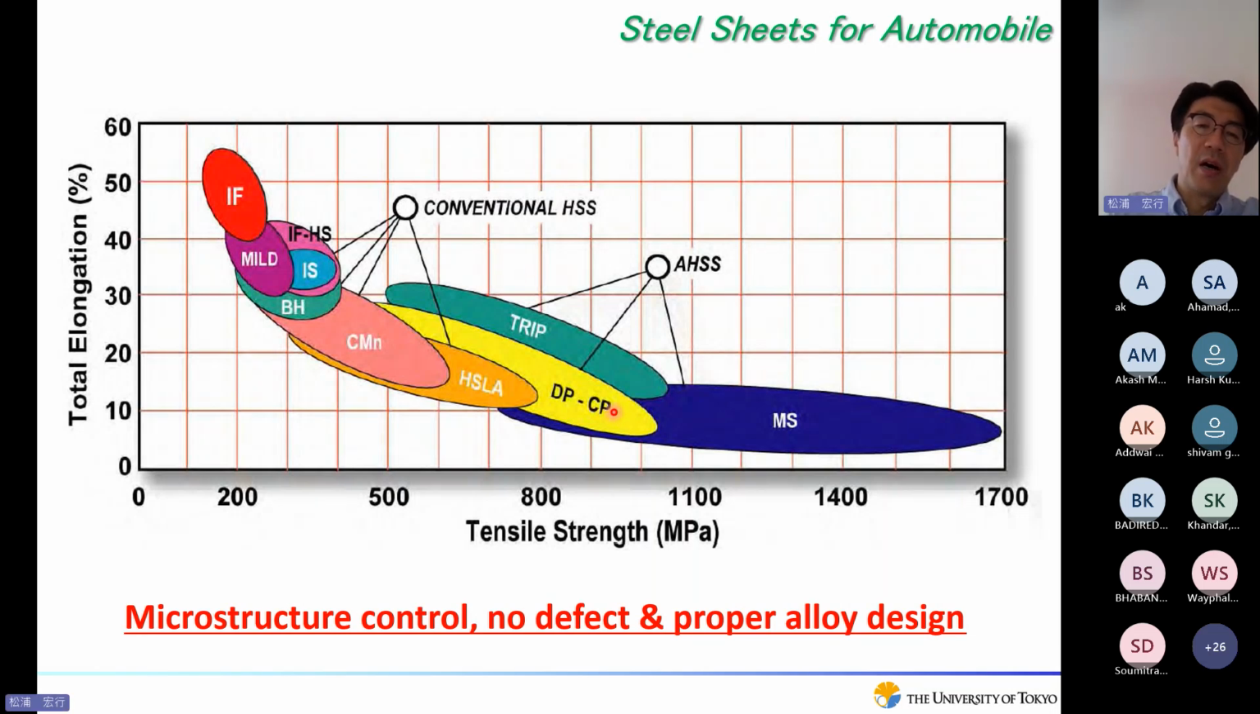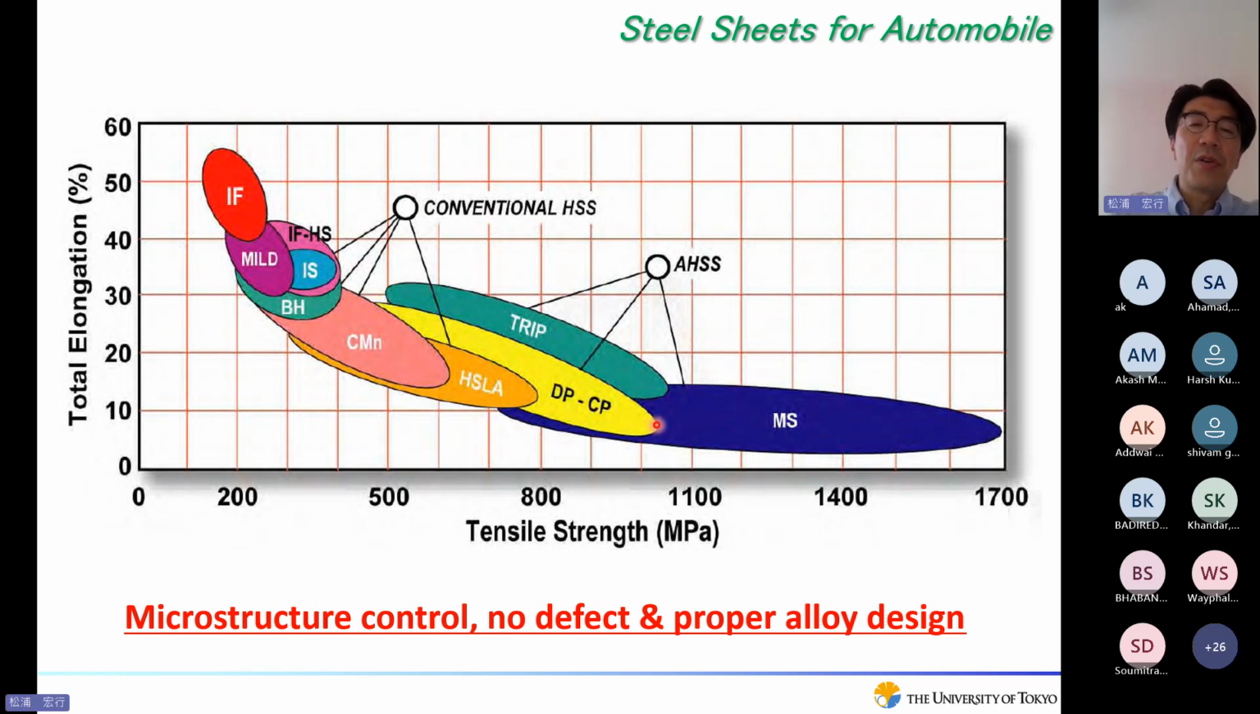This kind of automobile is produced by combining so many kinds of steel products. This figure shows the relationship between tensile strength and total elongation of various steel products for automobile steels, from very soft material like interstitial free steel to martensitic steel, very hard steel materials. We need to combine these various steels, from soft to very hard, to make one automobile which is quite safe for us, as well as to produce a very beautiful outlook of the automobile.